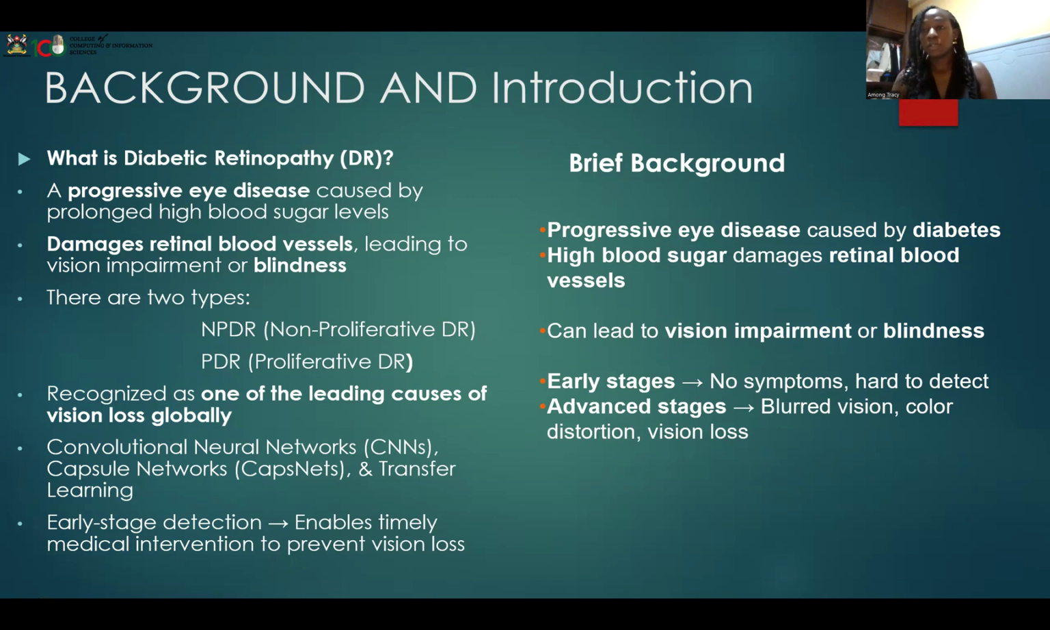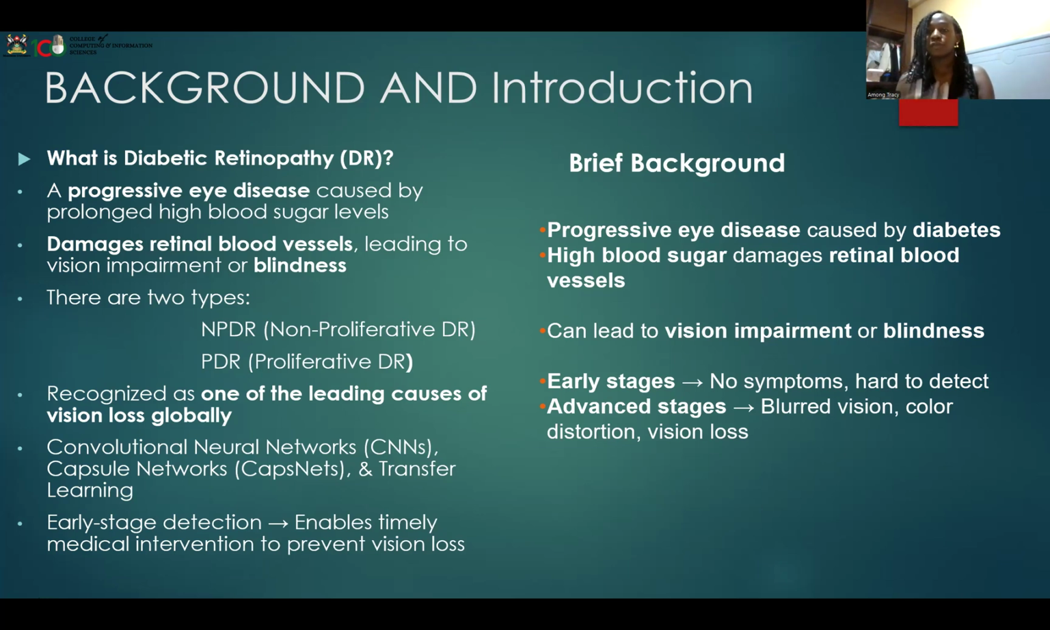So we know diabetic retinopathy is a disease where the eyes get damaged due to prolonged high sugar levels within the blood system. So of course, this is diabetes. What happens is that the red blood vessels get damaged, so it can lead to either partial or permanent blindness.